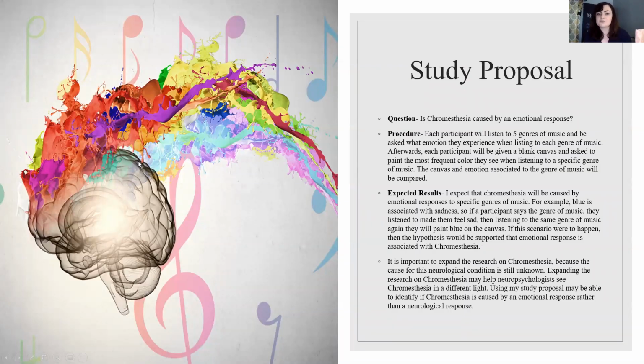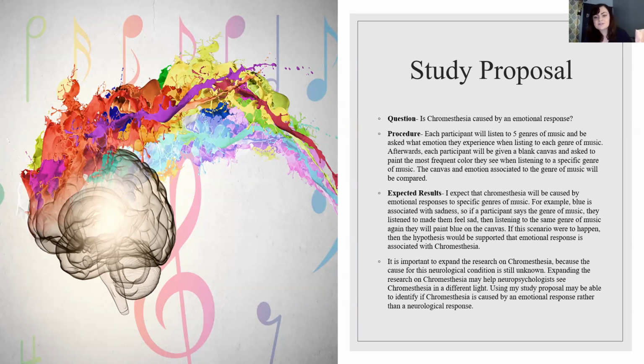So my study proposal. The question I want to answer is: is chromesthesia caused by an emotional response? For my procedure, each participant will listen to five genres of music and be asked what emotion they experience when listening to each genre. Afterwards, each participant will be given a blank canvas and asked to paint the most frequent color they see when listening to a specific genre of music. The canvas and the emotion associated with the genre of music will be compared.